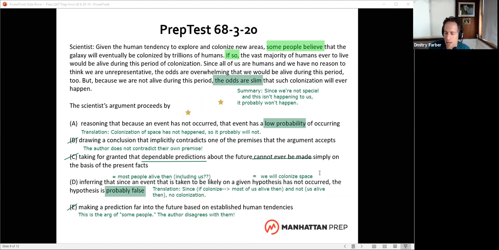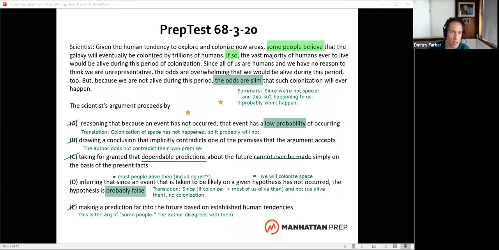That would be like if I said, hey, jetpacks, no one has those yet, so we never will have them. Or, we haven't put humans on Mars, so we won't. The author is doing something much more involved than that. Can we agree on that? Even if we don't like what the author's doing, can we agree that it's got more parts to it than that? And that's a great way to get rid of A, even if we don't feel 100% about D.